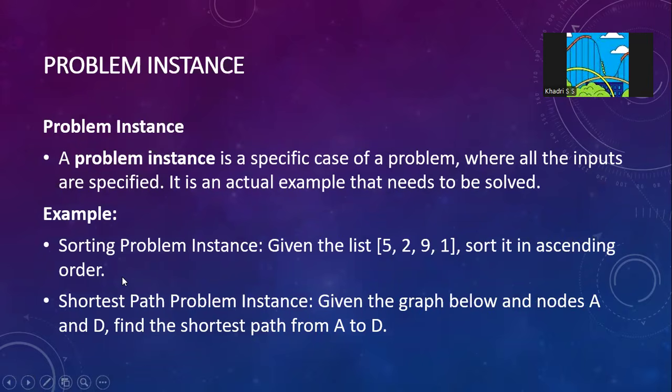Then what is a problem instance? A problem instance is a specific case of a problem where all the inputs are specified. It is an actual example that needs to be solved. What exactly does instance mean? A specific case of a problem where all the inputs are specified. It is an actual example that needs to be solved. Example, sorting problem instance: given the list 5, 2, 9, 1.